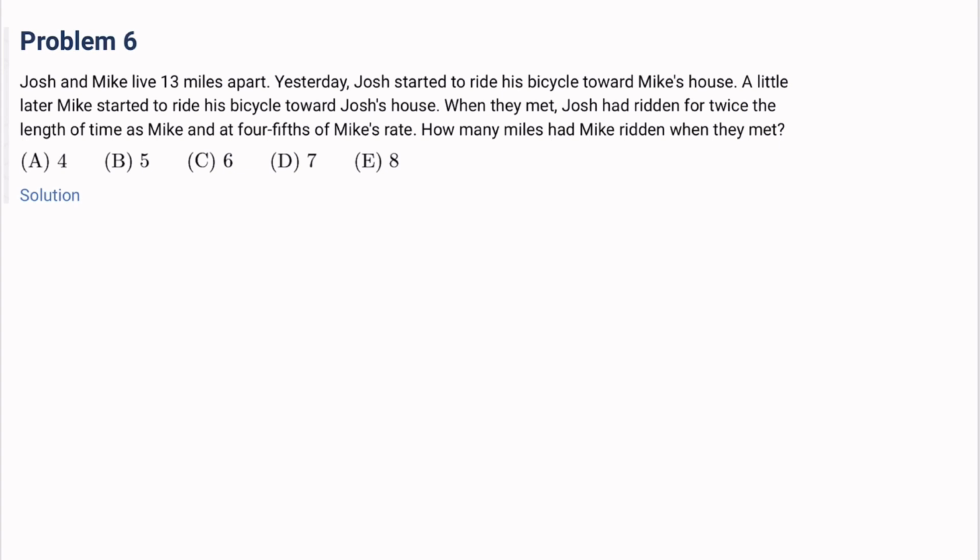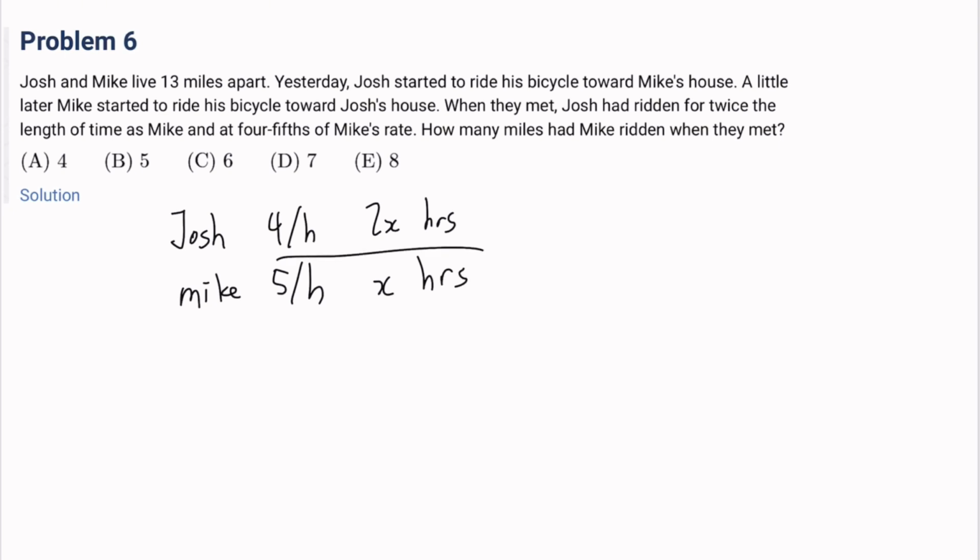Okay, so since Josh rode at 4/5 of Mike's rate, let's say that Josh went at 4 miles per hour, and Mike went at 5 miles per hour, right? And since we also don't know the length of time that they rode, let's say Josh rode for 2x hours, and Mike rode for x hours, right? Because Josh rode for twice the time as Mike, right?